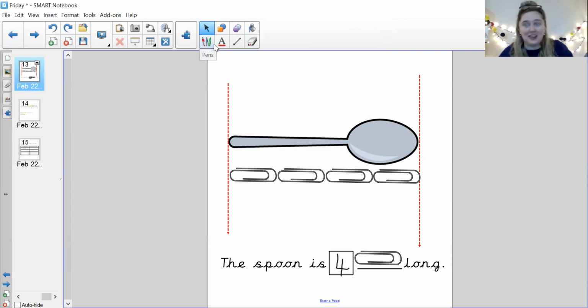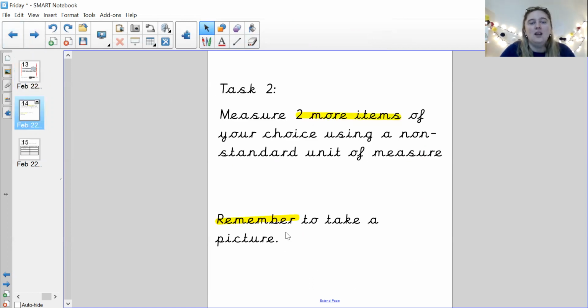You could do anything you want. You choose. It's crazy. You could measure your sofa. You could measure your mum. You could measure anything you want to using a non-standard unit of measure. Okay? Remember to take a picture and remember to write that STEM sentence. Okay? So that's your next task. If you'd like the final challenge, come back and I'll show you in a second. Go and do that first and then come back.